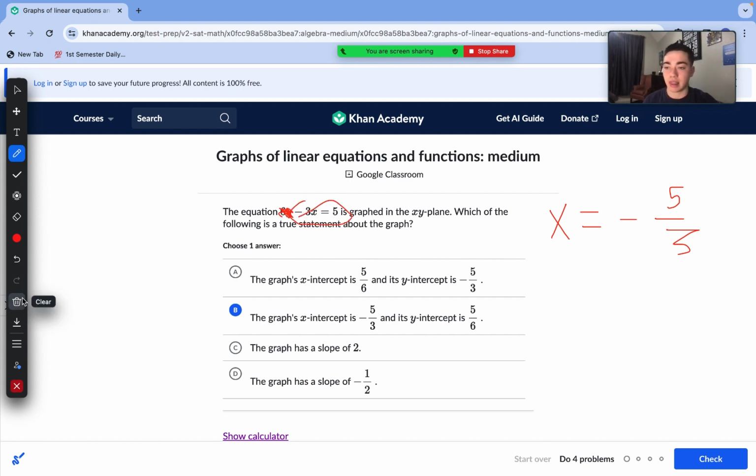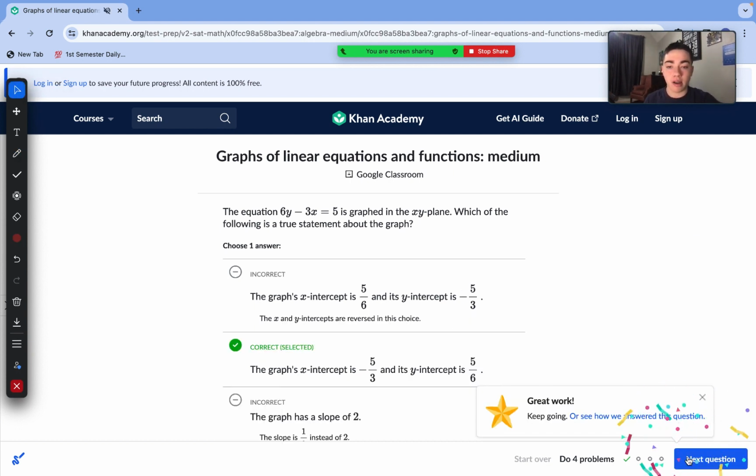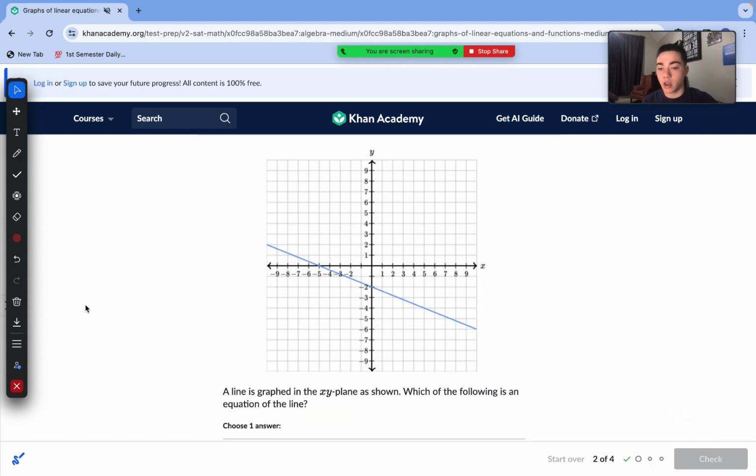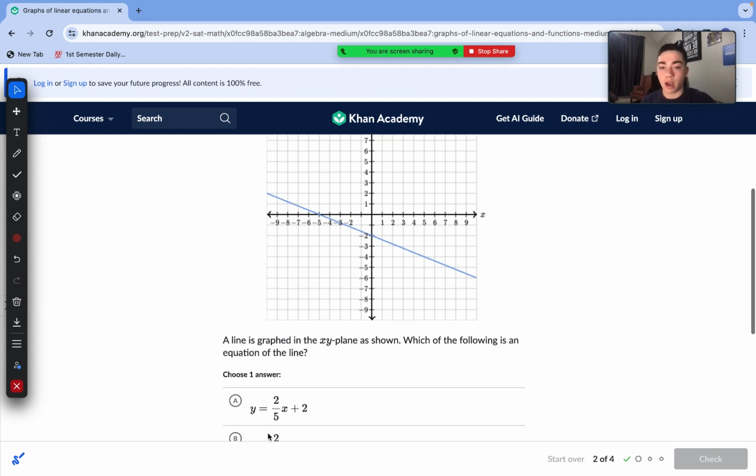All I did was isolate the x variable. So answer choice B is 100% the correct answer. Let's move on to question number 2. Which of the following is an equation of this line?